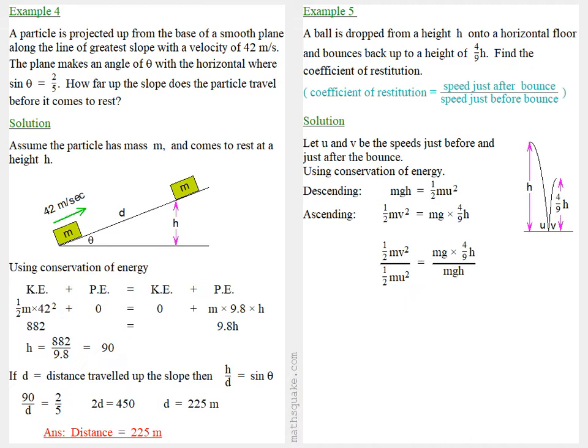So if we divide the second equation by the first equation, a half mv squared over a half mu squared equals mg times 4/9 h over mgh. And lots of that cancels. On the left-hand side, the half and the m cancel, and on the right-hand side, the mg and h all cancel. So we're left with v squared over u squared is equal to 4/9. And if we take the square root of both sides, we get v over u is the root of 4 over 9, which is 2/3. So the coefficient of restitution is 2/3.